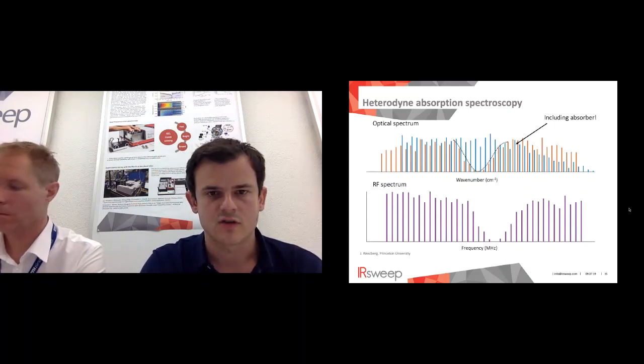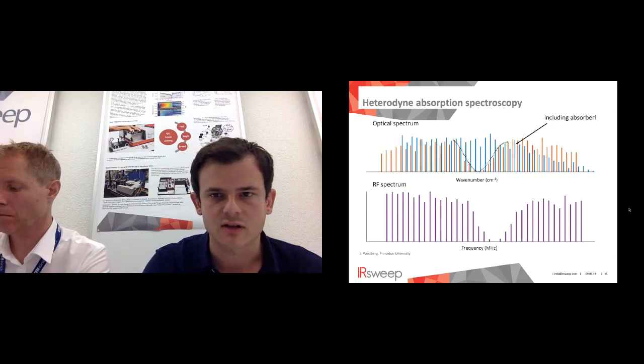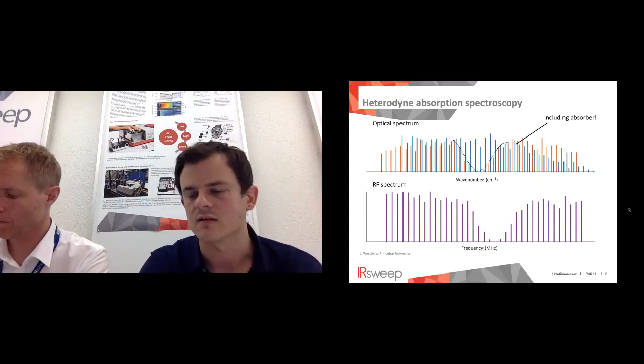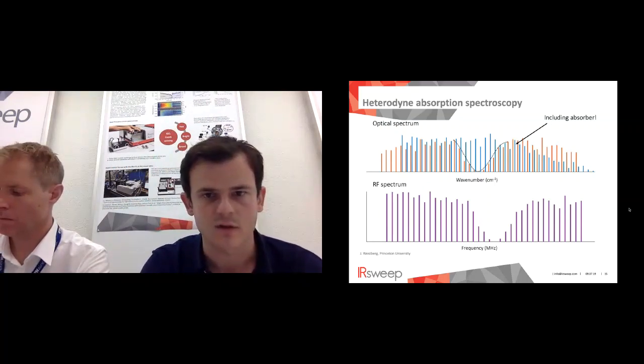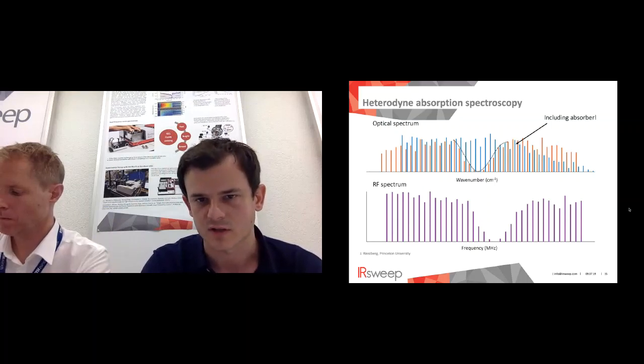Now, it's important to note that we see all those lines simultaneously, and that's why we have spectral and temporal resolution at the same time. So we don't need to sweep anything or scan anything. It's really simultaneous. So I think that's one of the, I guess we can say, unique advantages of dual-comb spectroscopy.